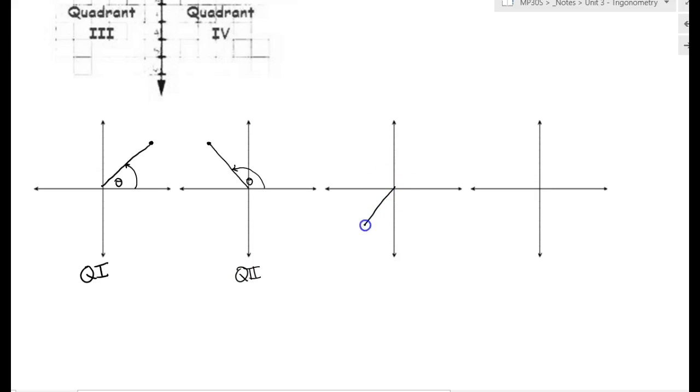We can have an angle in quadrant 3. Again, measuring all the way from our x-axis, our positive x-axis specifically. So that is all theta. This is quadrant 3. Or we've got quadrant 4. And again, we're still measuring all the way from that positive x-axis. Okay, so we start in the top right and go counterclockwise around to number our quadrants.